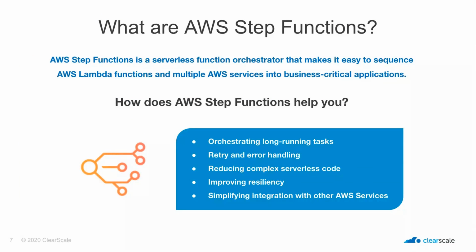So Amazon came out with something called AWS Step Functions to solve some of these problems. AWS Step Functions is a serverless function orchestrator that makes it easy to sequence AWS Lambda functions and multiple AWS services into business critical applications. All of this is defined within JSON using Amazon's declarative Amazon States Language. And how does AWS Step Functions help you? Well, it helps with orchestrating long-running tasks, retry and error handling, reduces complex serverless code, improves your application resiliency, and simplifies the integration with other AWS services.